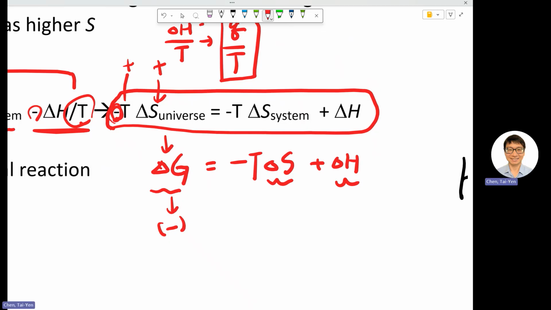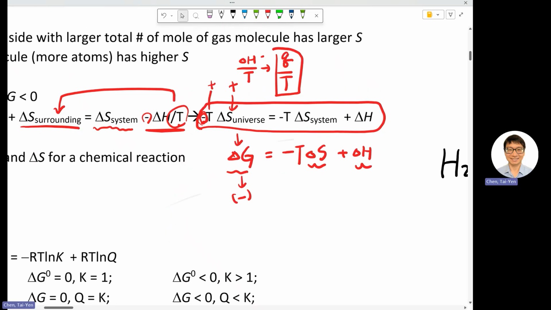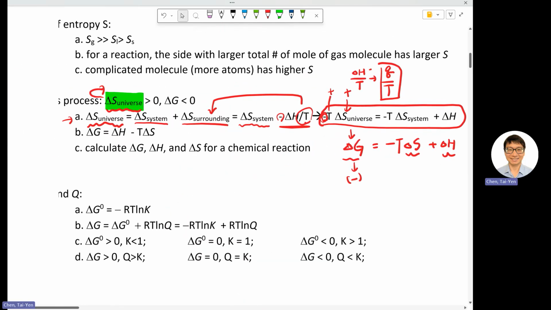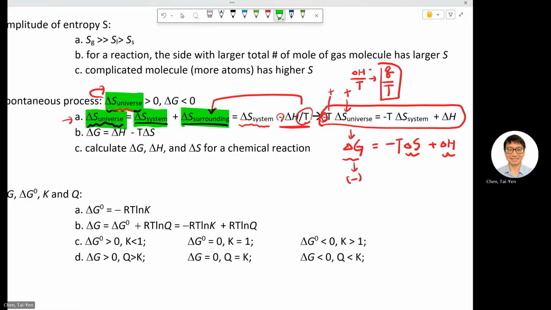So up to this point, the things that we should really know is that your delta S is composed of these two terms: delta S system plus delta S surrounding gives delta S universe. The other thing you need to know is that your delta G was defined as negative T times delta S universe. And most importantly is this.